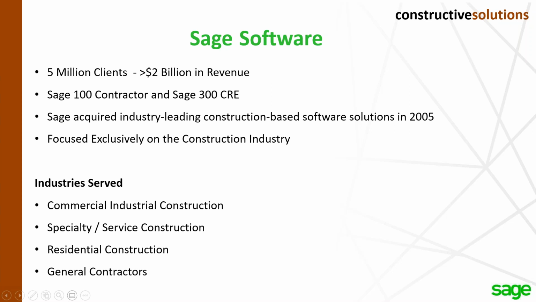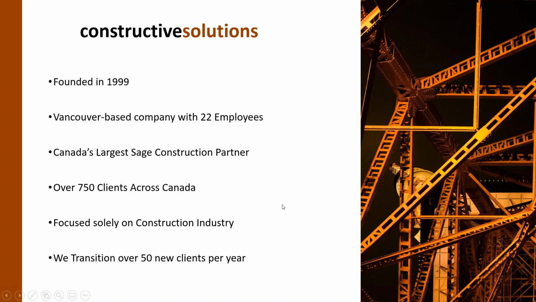So over those 6.5, 7 years we've been selling 100 Contractor, we are in excess now of 300 plus clients on the 100 Contractor platform. And the following industries are served by the software: commercial and industrial construction, specialty or service construction, residential construction, and general contractors. Really anybody who's operating their business on a work order by work order or a job by job basis is typically a good fit for the software.